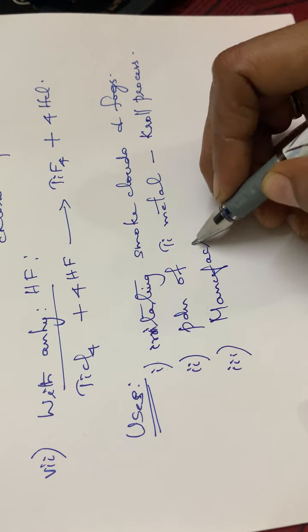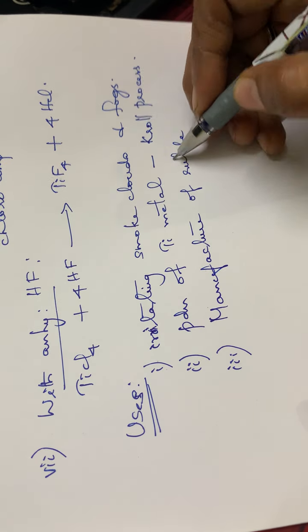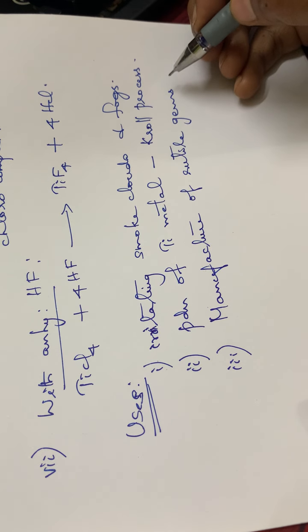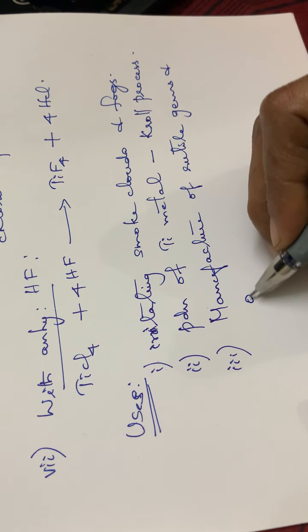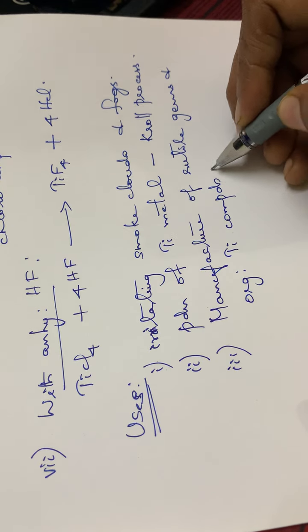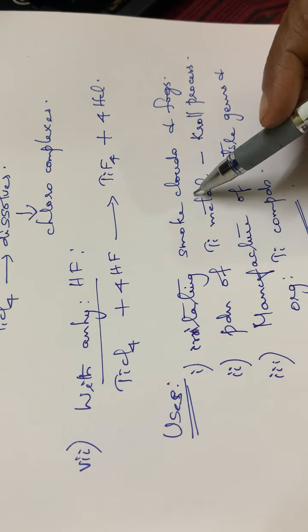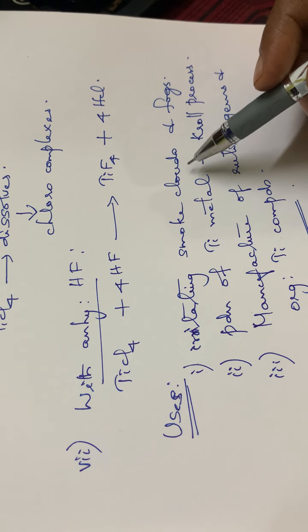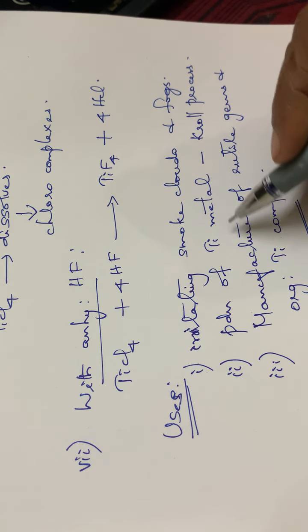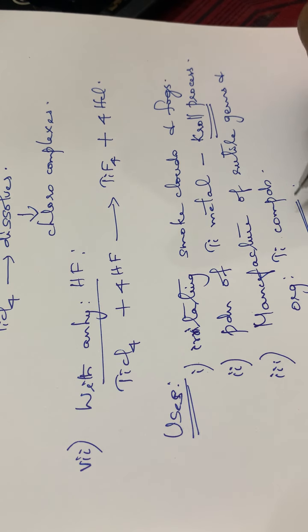Used in the manufacture of rutile gems and organic titanium compounds. So these are some of the uses of titanium tetrachloride. Sometimes these uses may be asked for a 2-mark question. So: the formation of smoke clouds and fogs, then production of titanium metal in the Kroll process, then manufacture of rutile gems and organic titanium compounds.